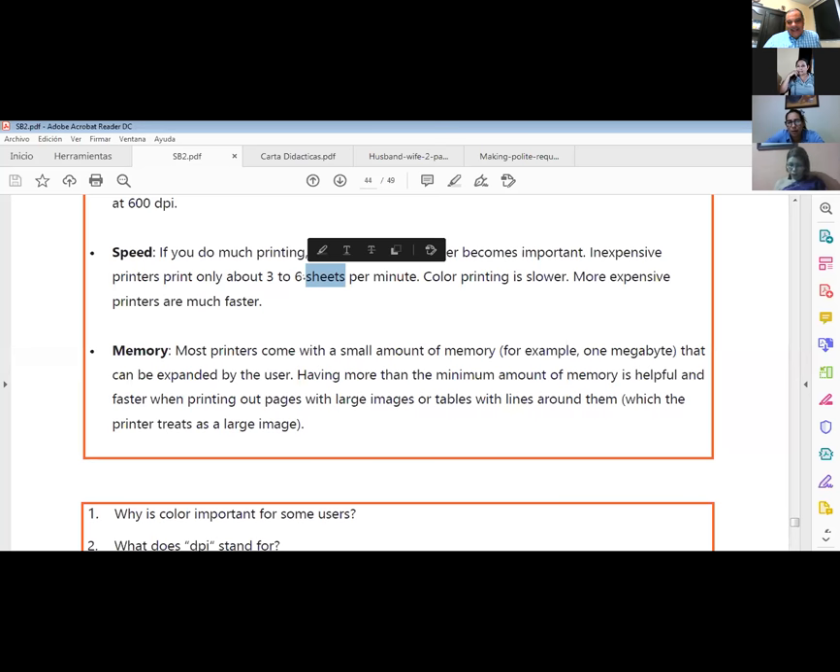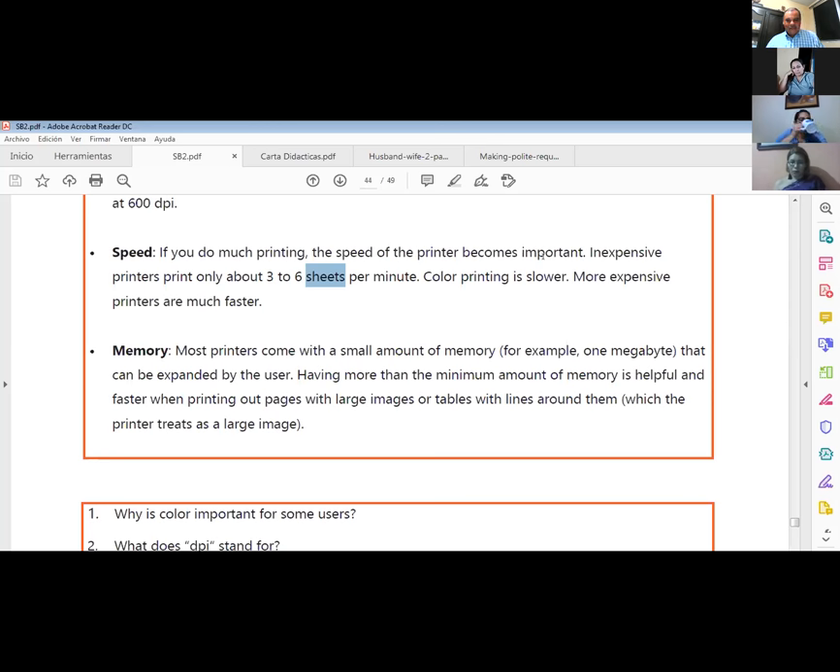Sheets, hojas. In this case, paper, right? Also, sheets can be bed sheets. Las sábanas, sheets, bed sheets. More questions. Becomes is convertirse. So if you do much printing, the speed of the printer becomes important. Si usted hace mucha impresión, la velocidad del impresor se convierte en importante. Because you do a lot of printing. More questions? No more, teacher.